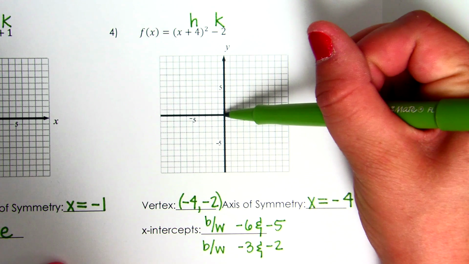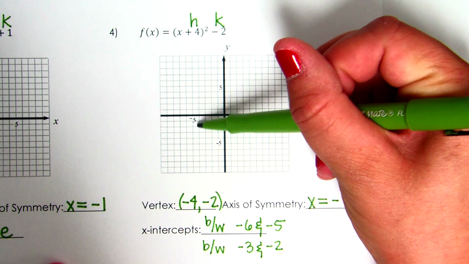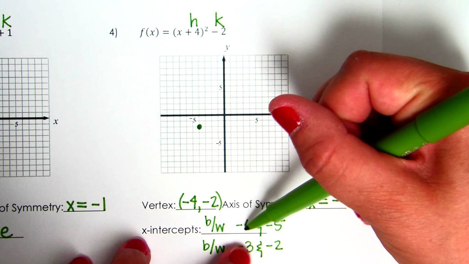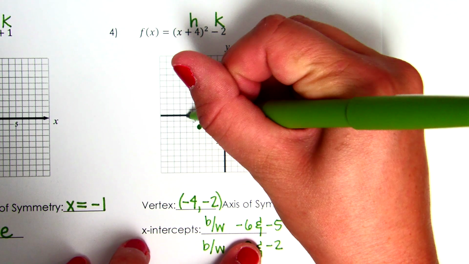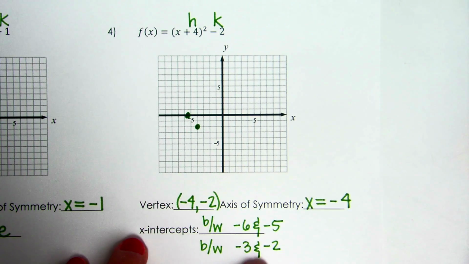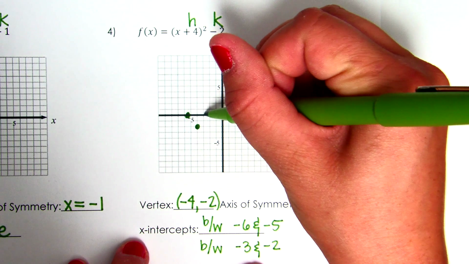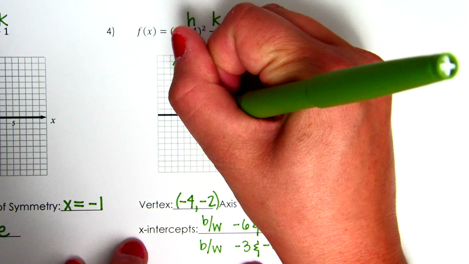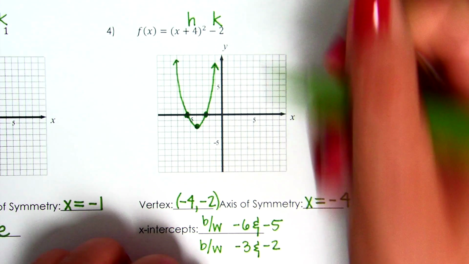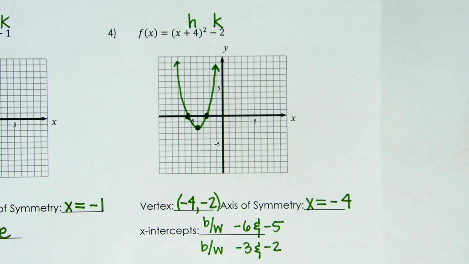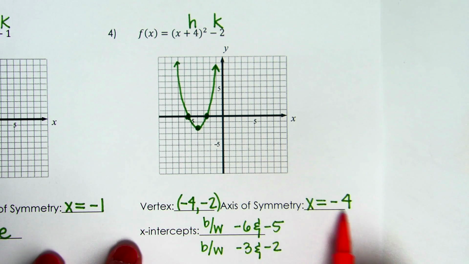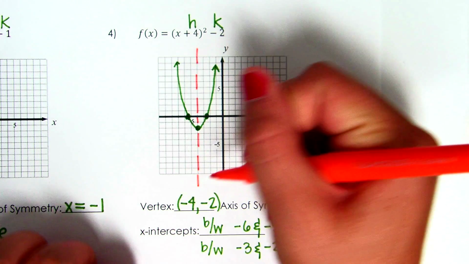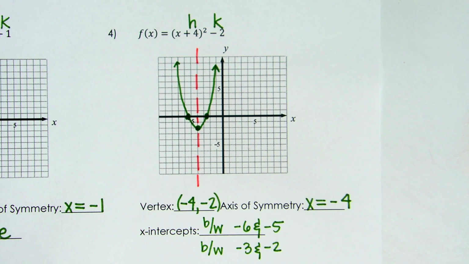So (-4, -2) is my vertex. Then I'm going to, between -5 and -6, estimate where my x-intercept is. And between -2 and -3, I'm going to estimate my second one. And I'm just going to sketch the graph. And then x equals -4 is my vertical axis of symmetry, right down the middle.